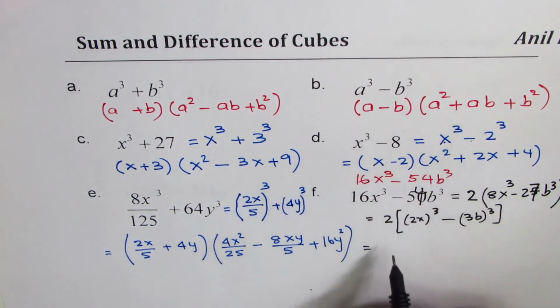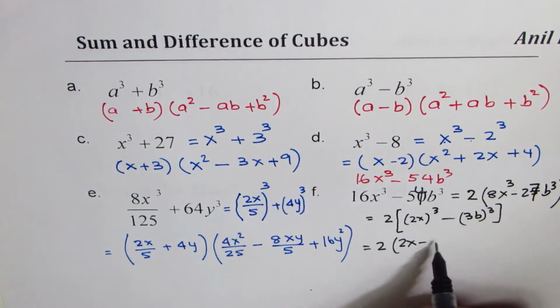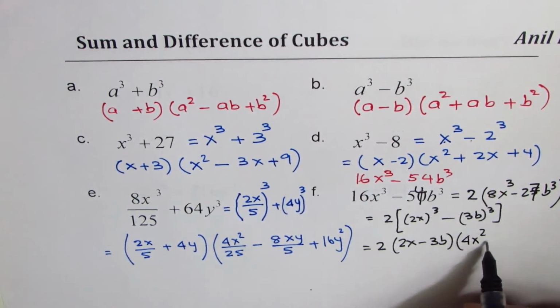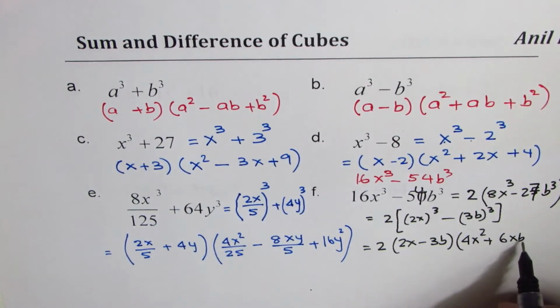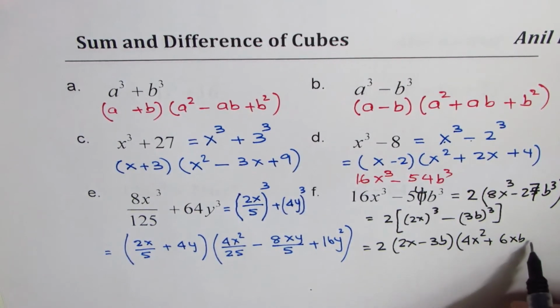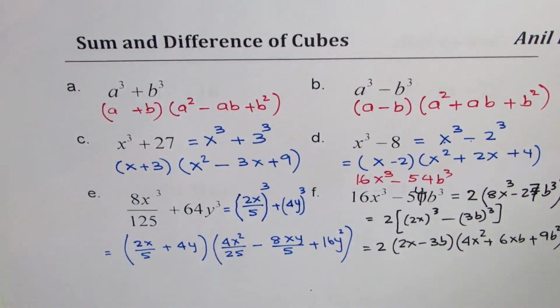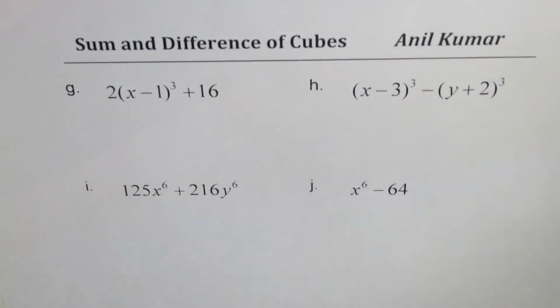So I'll factor using this, which is 2 times a is 2x, b is 3b, so 2x minus 3b, times square of 2x, which is 4x squared, plus product of these two, 6xb. You could write bx, right? Better to write bx, plus 9b squared. Is it okay? So that is how you could straight away apply this formula of difference of cube and sum of cubes and factor. Now in the next page we have some questions which are a bit tricky, right?